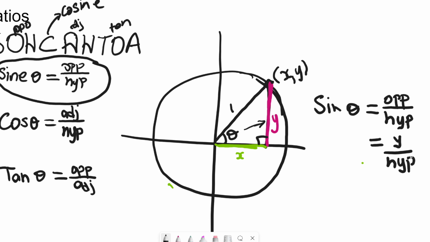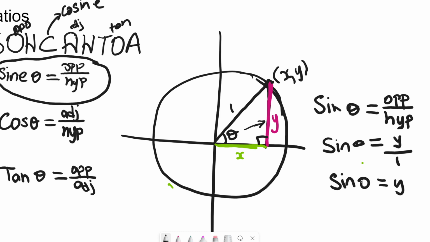Now, let's look at what this means. Well, our hypotenuse is actually 1. So I can put 1 here for my hypotenuse. So I'm going to put y over 1, or y divided by 1. So again, this means that sine of theta is y divided by 1. But what does that mean for us? Well, y divided by 1 is just y. So in other words, sine of theta is equal to y.